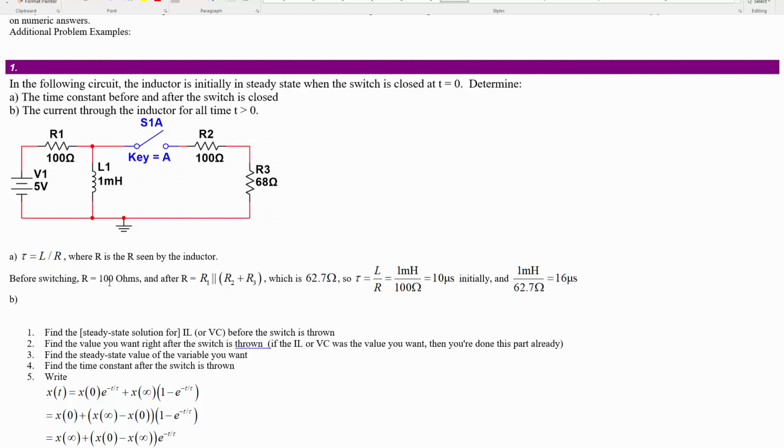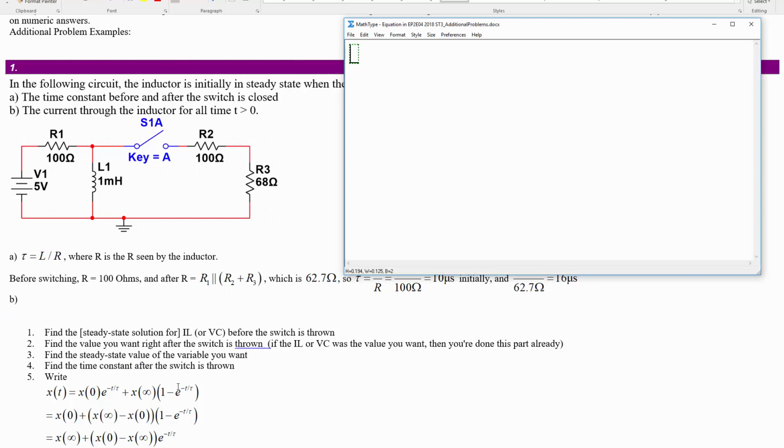Part B here, find the current through the inductor for all time t greater than 0. So for this, we have to figure out what the initial steady state solution is for the current before the switch is thrown. And then that'll be the value we want. So we've done step 2. Then find the steady state of it after. And we've got our time constant after the switch is thrown right there.